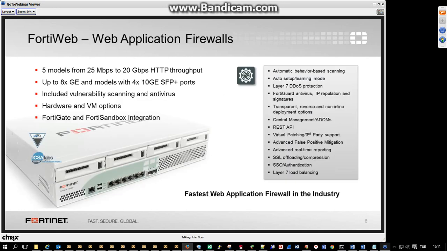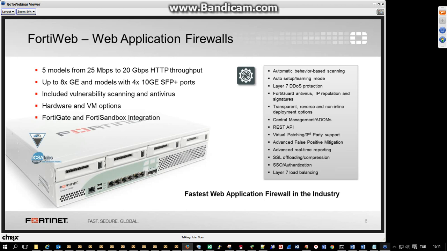So FortiWeb, the web application firewall product line, we provide 5 different hardware models, starting from 25 meg all the way to 20 gig. So whatever your customer requires, it's really about performance. You fit the right hardware to the performance requirements.